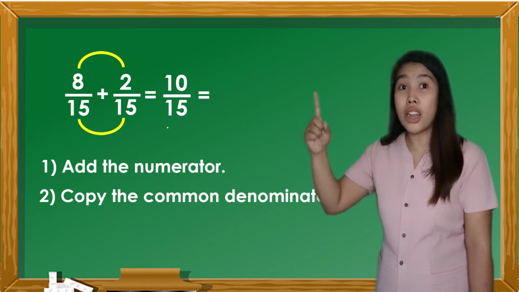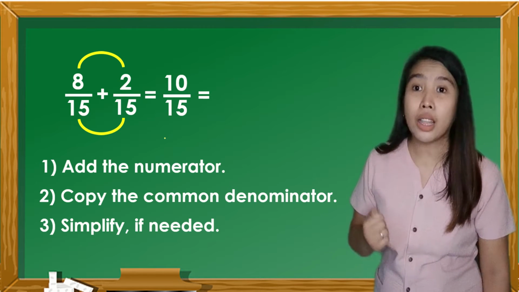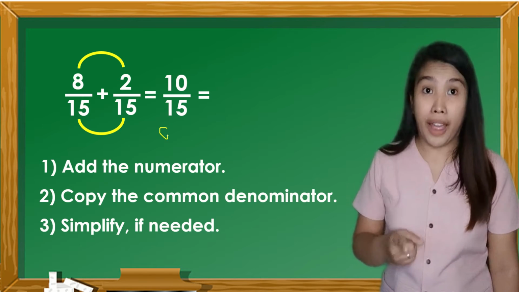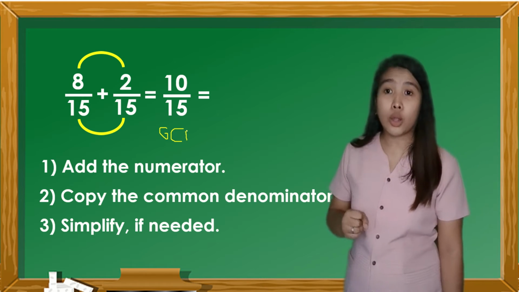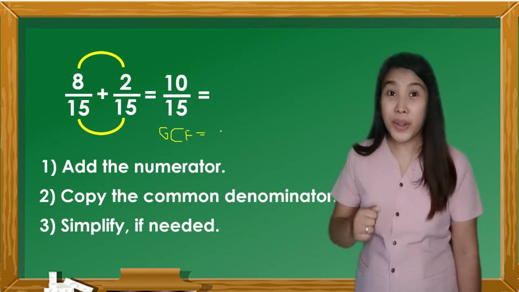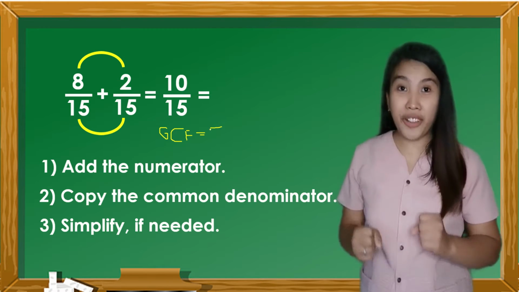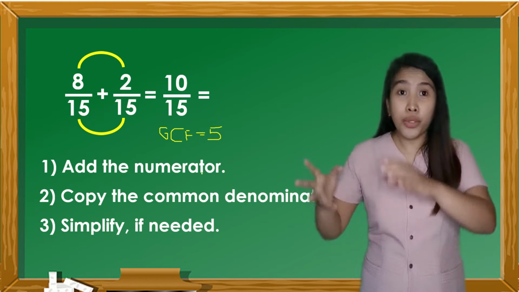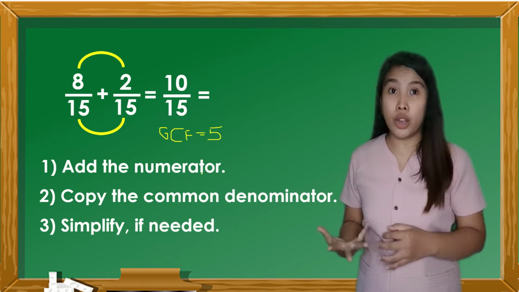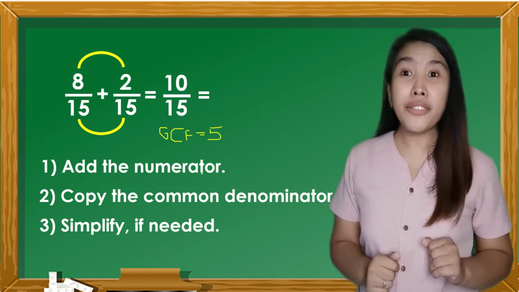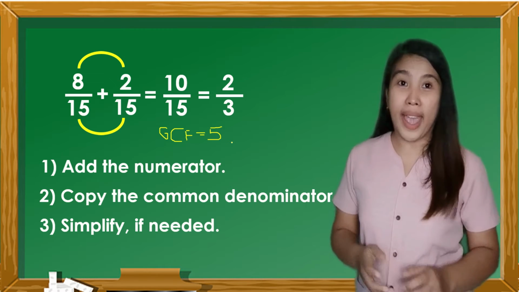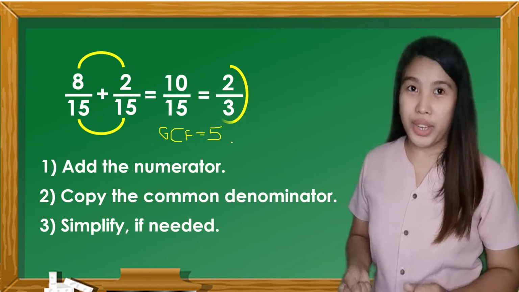Simplify if needed. Since 10 over 15 is not yet simplified, we are going to simplify it by finding its greatest common factor. So what is the greatest common factor of 10 and 15? Very good. So the greatest common factor is 5. So we are going to divide both numerator and denominator by 5 to get the lowest term of 10 over 15. 10 divided by 5 is 2, and then 15 divided by 5 is 3. So the answer will be 2/3.